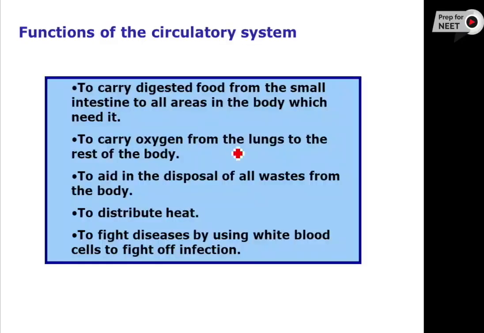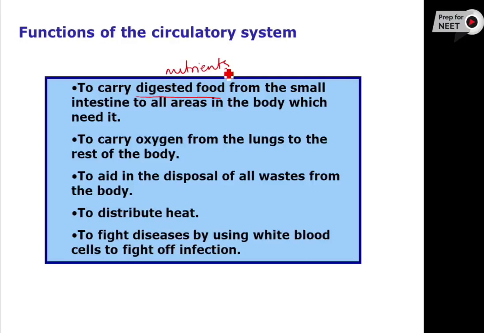Now, first we come to the function of the circulatory system, why it is needed at all. It is needed to carry digested food from the small intestine to all the areas in the body. It is transporting the digested food, which we call nutrients, from the small intestine to all areas of the body.